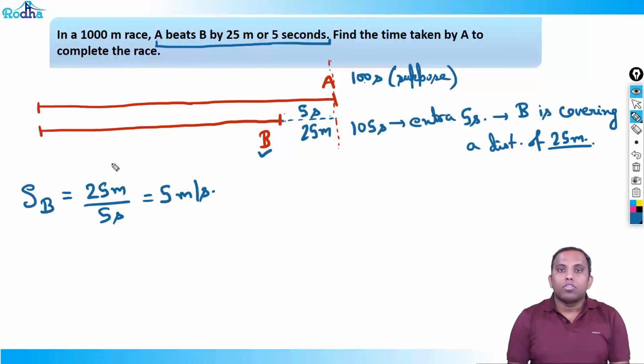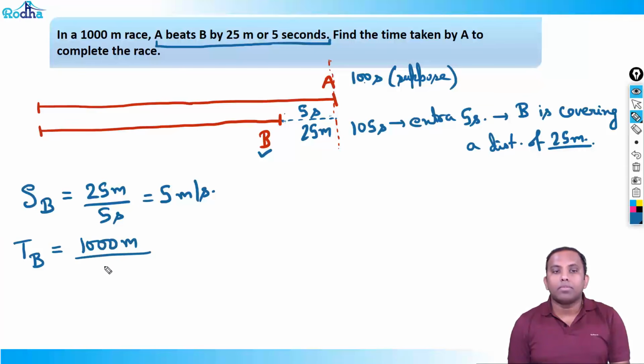Now we have to find the time taken by A to complete the race. If the speed of B is 5 meters per second, in how much time will B complete the race? The distance to be covered is 1,000 meters. Time is distance upon speed, 1,000 meters at 5 meters per second. That means it takes 200 seconds.